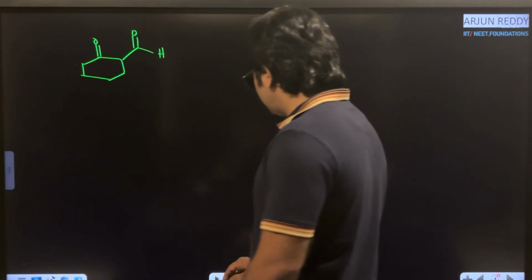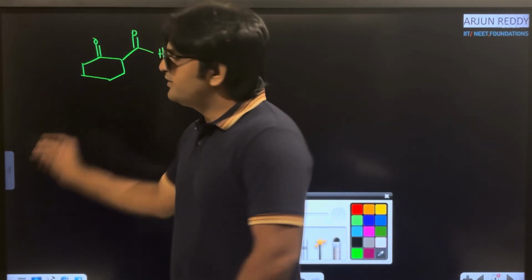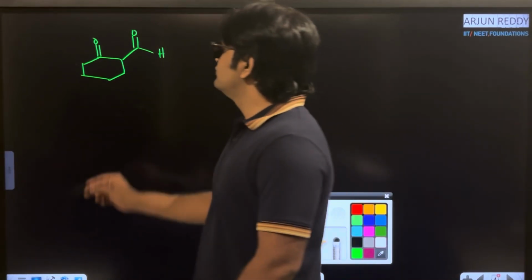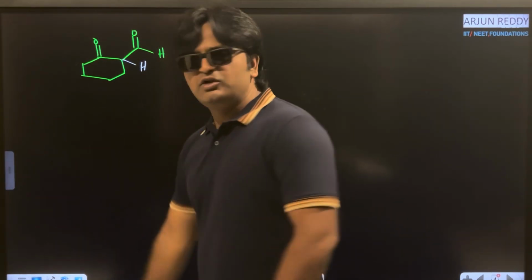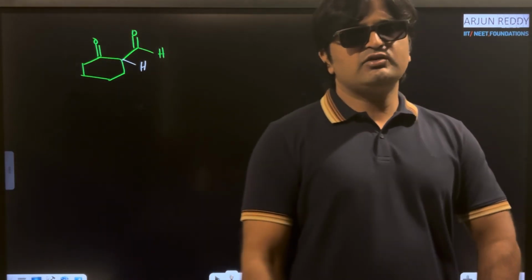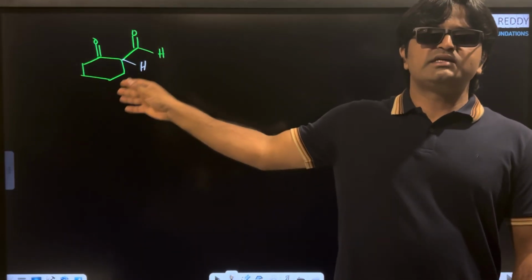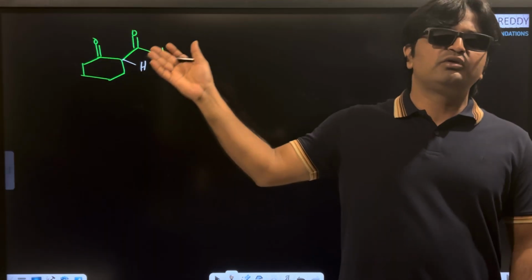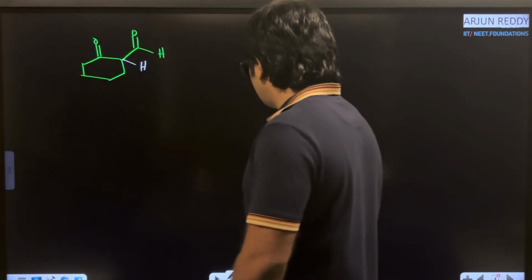Now you should remember that whenever two carbonyls are given for tautomerism, we use this middle CH. Why? Because this is the active CH. What is the meaning of active CH? If it is flanked between two electron withdrawing groups, that CH's acidic strength is more when compared to other CH. Very good. Here I am going to write the enol form.